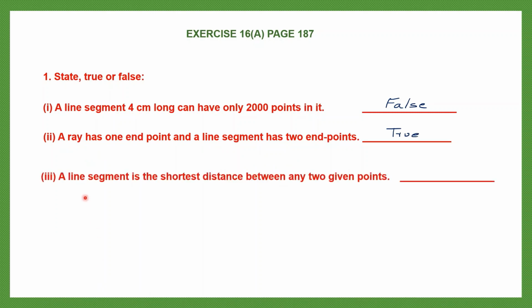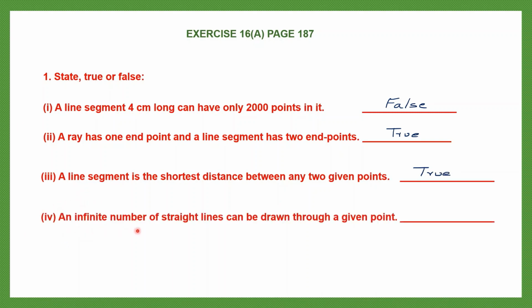Question 3. A line segment is the shortest distance between any two given points. So let's draw 2 points, any 2 points. Now what is the line that we draw through this? This is a line segment. The line that we have drawn between these two given points is the shortest distance. So this statement is true, that is a line segment. So let's write that statement as true.